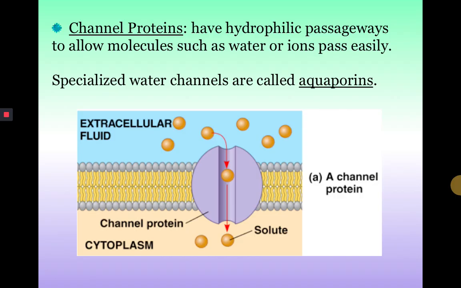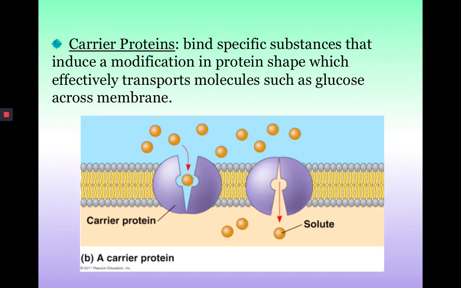So channel proteins have hydrophilic passageways to allow molecules such as water or ions to pass easily through. So this area might be hydrophobic because it's kind of coming in contact with the tails, but this entire channel is going to be hydrophilic, which allows the ion to move through it. Okay? There are even specialized water channels called aquaporins that enable water to move at a high rate of speed through the membrane if we need to move a lot of water at once. Okay? And again, down its concentration gradient, this is facilitated diffusion.